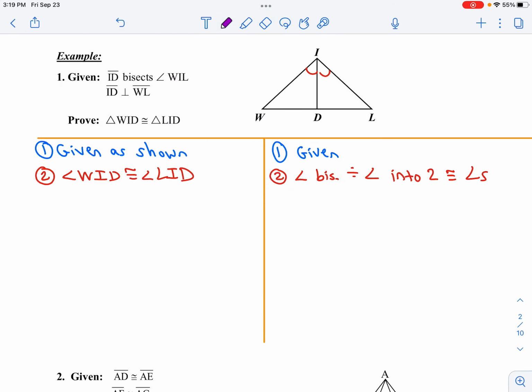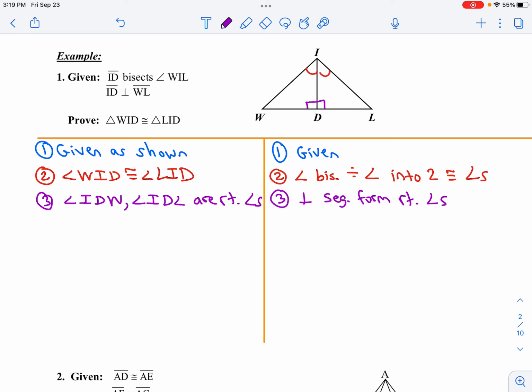And let's switch colors. Segment ID perpendicular to segment WL. You know what's going to happen. Angle IDW, angle IDL are right angles. And so here's another abbreviation. Perp seg form right angles. There we go. We have 2 right angles.